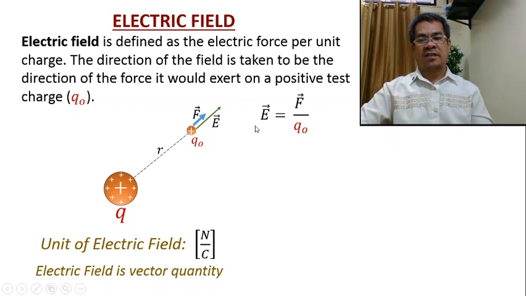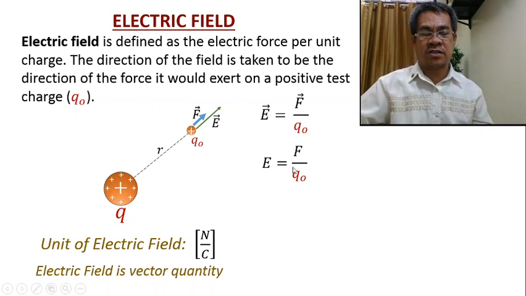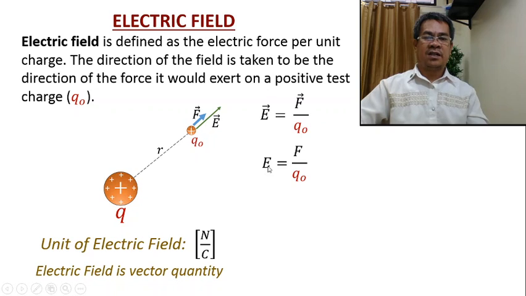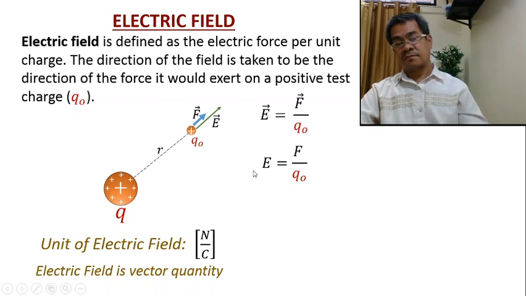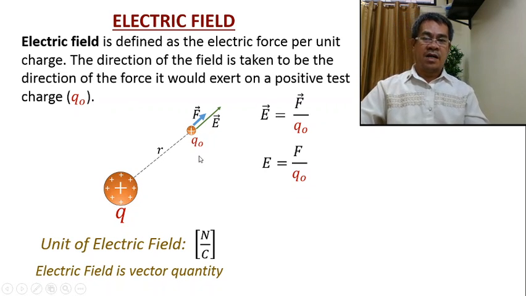Hence, electric field is a vector quantity. It has a magnitude and it has a direction. So we will now consider its magnitude alone. If our force is a magnitude and we divide the magnitude of the force by the charge, we have the magnitude of the electric field also. So we will derive how much is the magnitude of the electric field at the distance r.